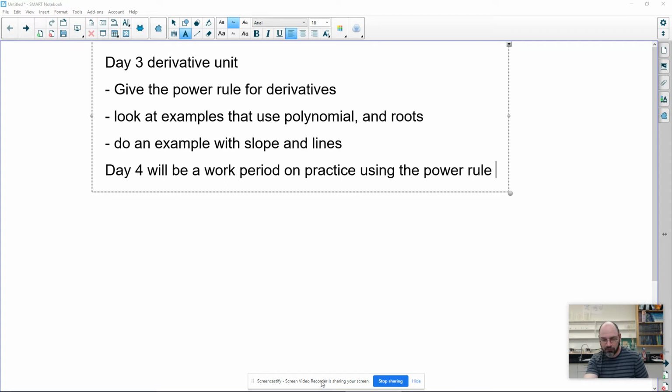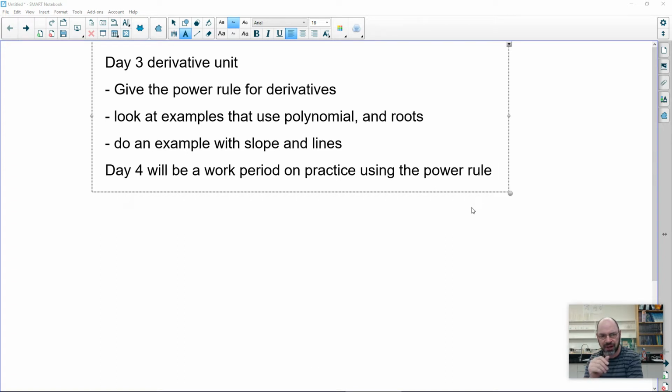Okay, so day 3 in our derivatives unit here. We have basically 3 main areas that we want to look at today. I'm going to give you the shortcut method to the power rule of derivatives. We're going to look at examples that involve polynomials and roots. Equations are y equals a polynomial of some kind, or y equals a root expression of some kind. And then we're going to use the power rule of derivatives to do that.